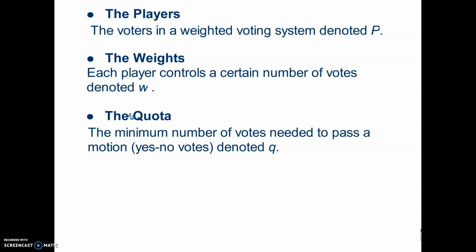Now, realize most of these motions are going to be yes or no. So, yes, I agree, no, I do not. The quota is denoted with a Q. And then here's the notation. We use these square brackets, and the first number in the brackets is the quota. And then for each player, these are the different weights. So player 1 has a W sub 1, player 2 has W sub 2, and so on and so forth.